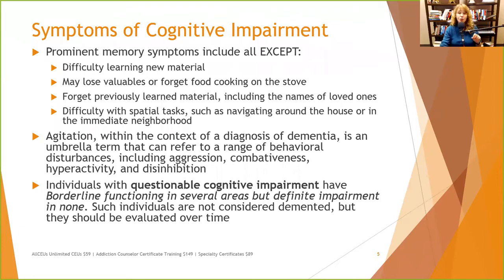Individuals with questionable cognitive impairment have borderline functioning in several areas, but definite impairment in none. So this is one of those people who's obviously questionable. If we were still doing the old 5-axis diagnosis, you would do a rule out here for cognitive impairment, because there's nothing that quite rises to the level of diagnostic criteria. Such individuals are not considered demented. I hate that term, but they should be evaluated over time.